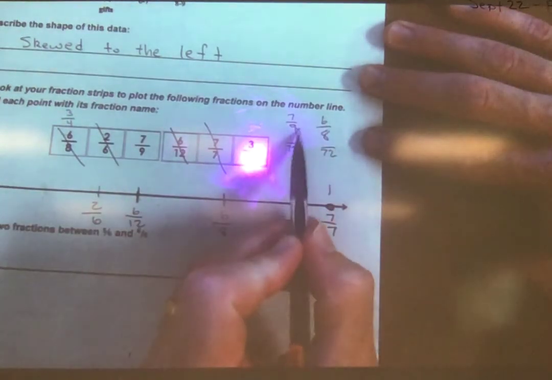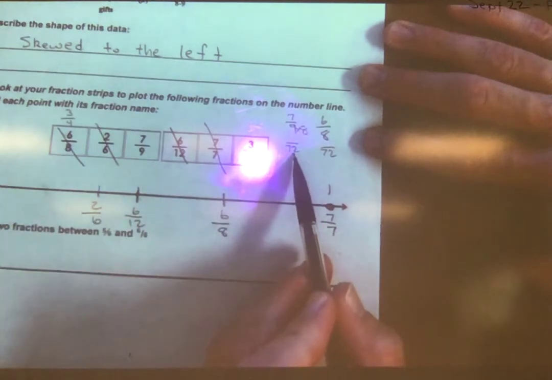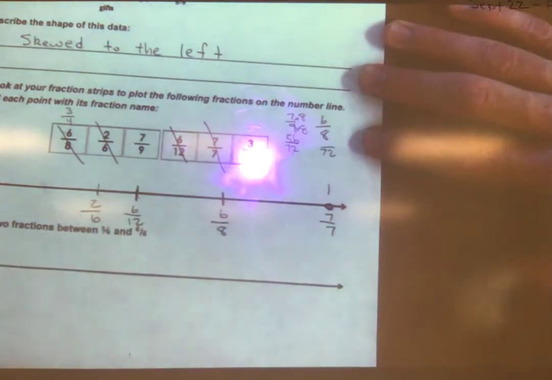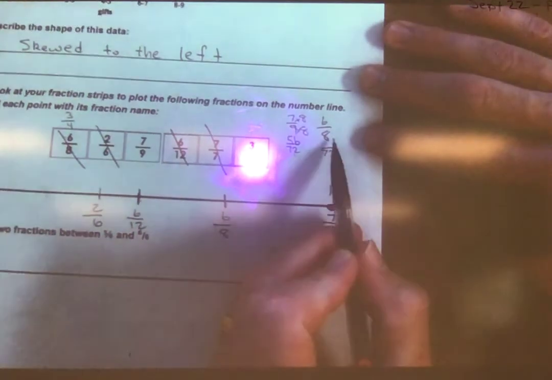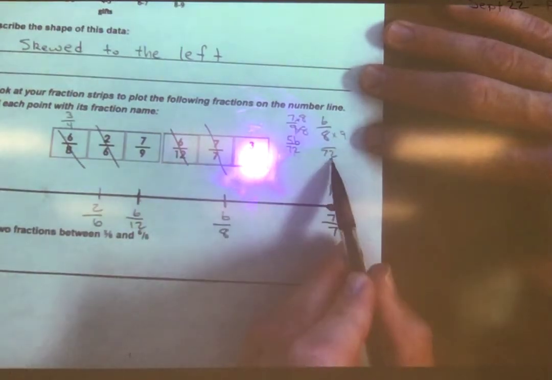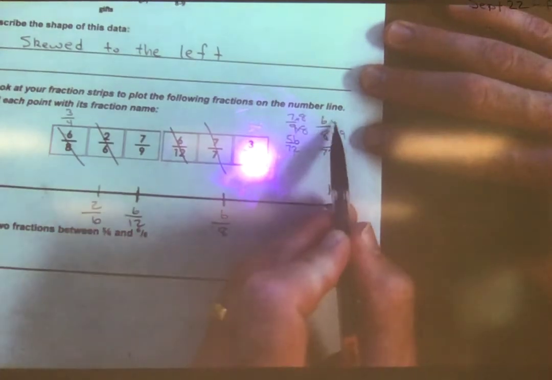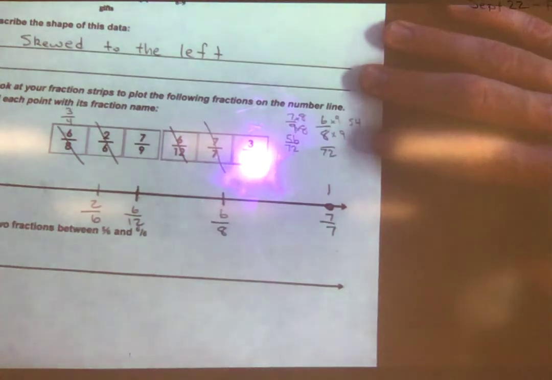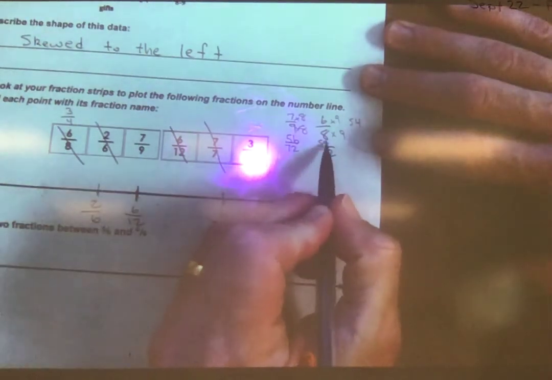If I take the 9 times 8, that got me to 72, so I got to take the top times 8, and I get 56/72. And if I take this 8, take it times 9, I get that denominator 72, so I got to take the top times 9, and I get 54. So that is 54/72.